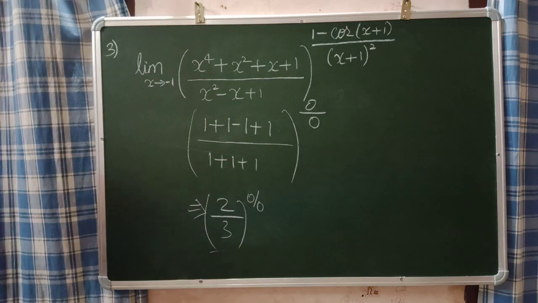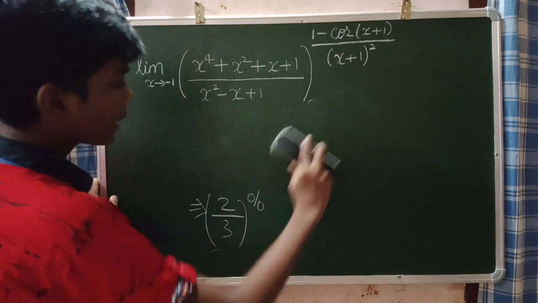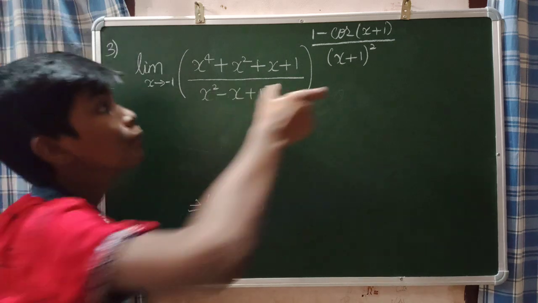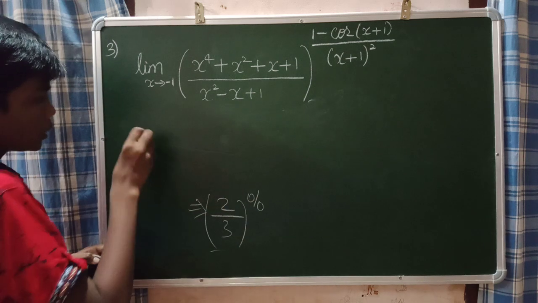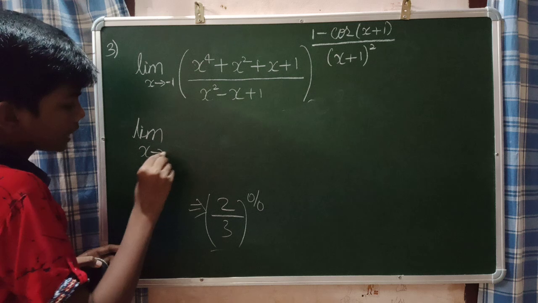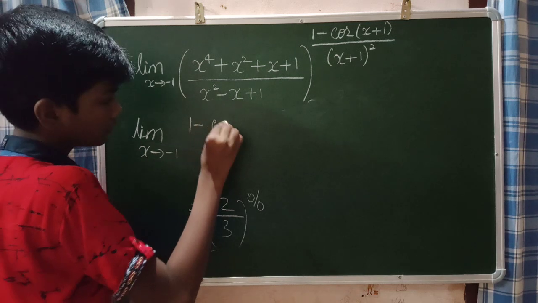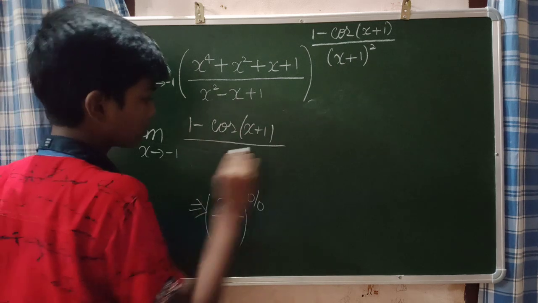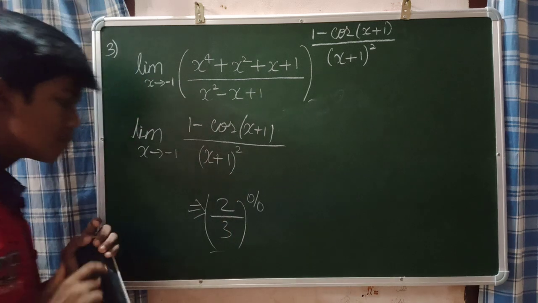So what I am saying is, guys, listen carefully. We know that we have no problem in our base, but our problem is in the power. So the best way is to solve the power separately. Otherwise, you can put the limit. See guys, limit of x tends to minus 1 of, solving the power separately, 1 minus cos of x plus 1 divided by x plus 1 whole square. This is what we have.